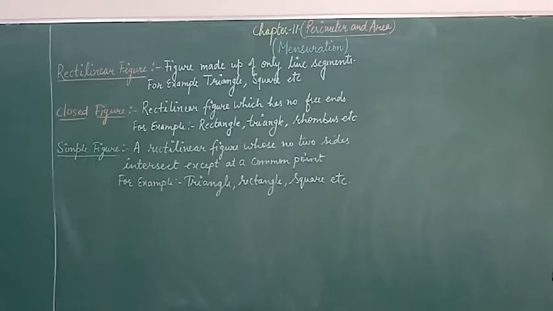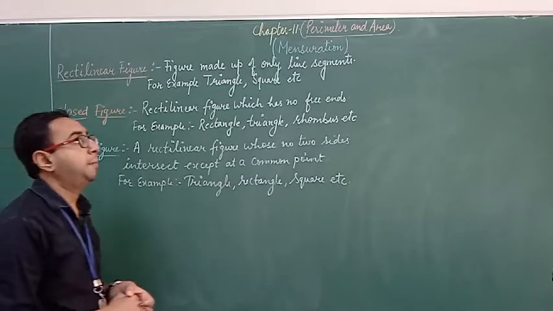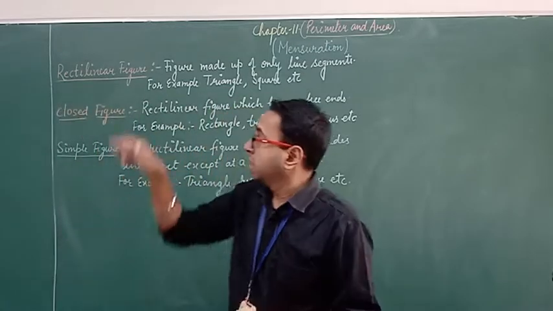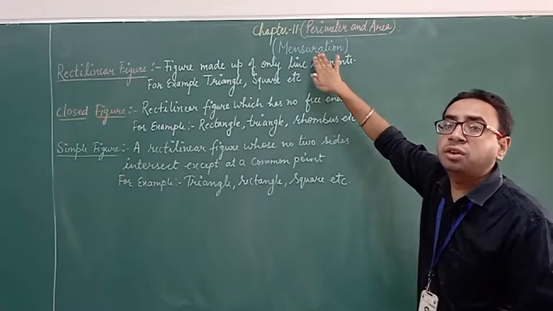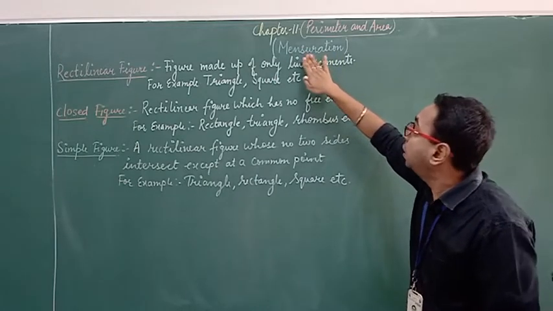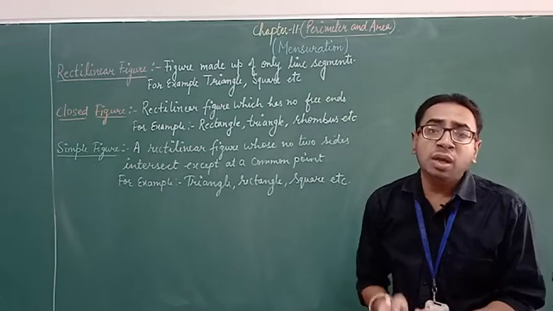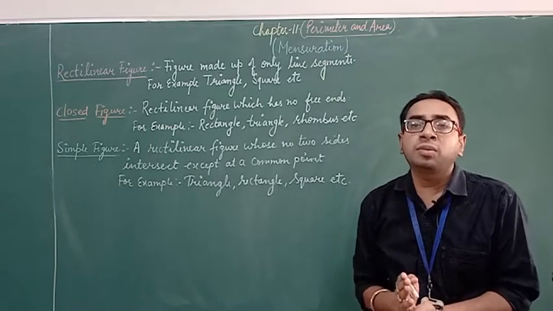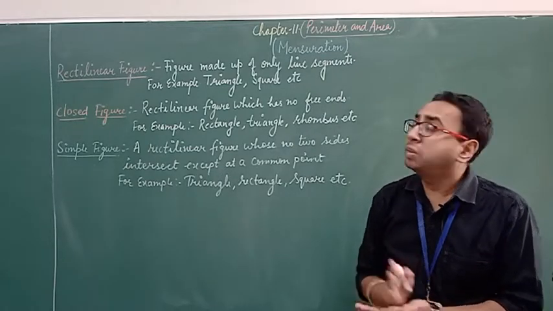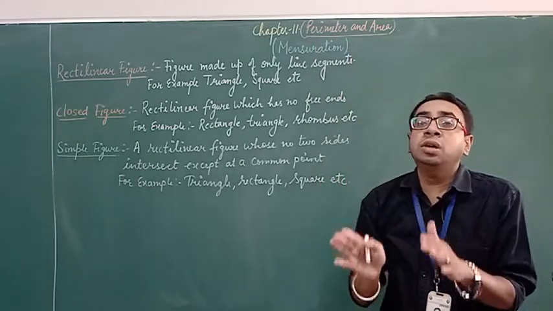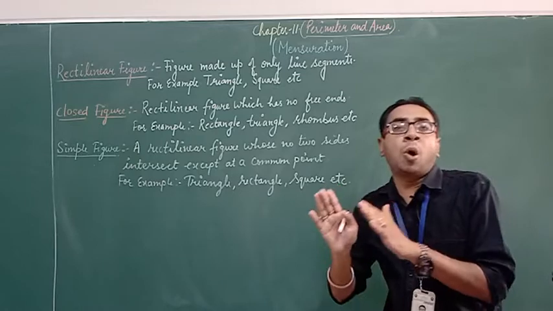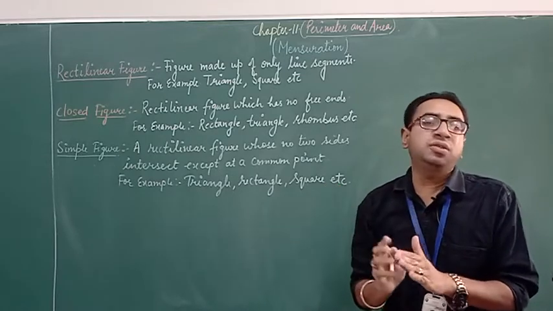Good morning, class. Let us start with the next chapter, that is chapter 11, perimeter and area. This chapter is also known as mensuration. The pronunciation is mensuration. Why do we call this chapter mensuration? Because mensuration means measurement. And hence this chapter is going to measure the perimeter or area of various figures.